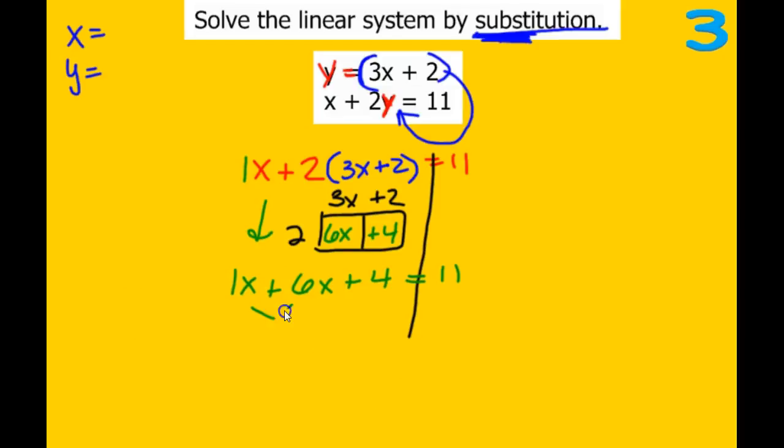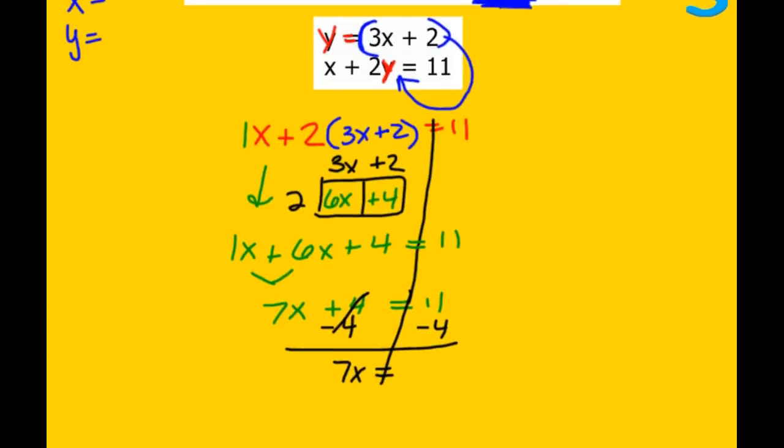So let's combine our like terms. 1x and 6x is 7x. And then getting towards the end here, subtract 4. Those eliminate. We have 7x equal to, well, 11 take away 4, 11, 10, 9, 8, 7.